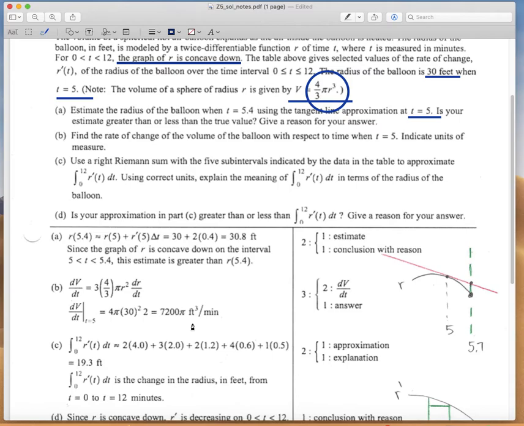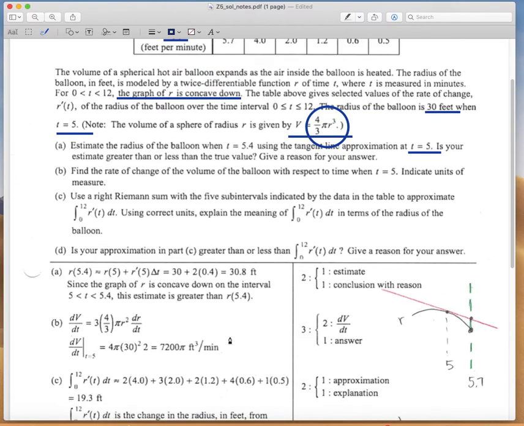So a little bit of arithmetic later, and you get that problem. Okay, C, use a right Riemann sum. We don't use that language a whole lot. We didn't in class. We should probably. That's a right rectangular sum. Okay, so we want to use rectangles.